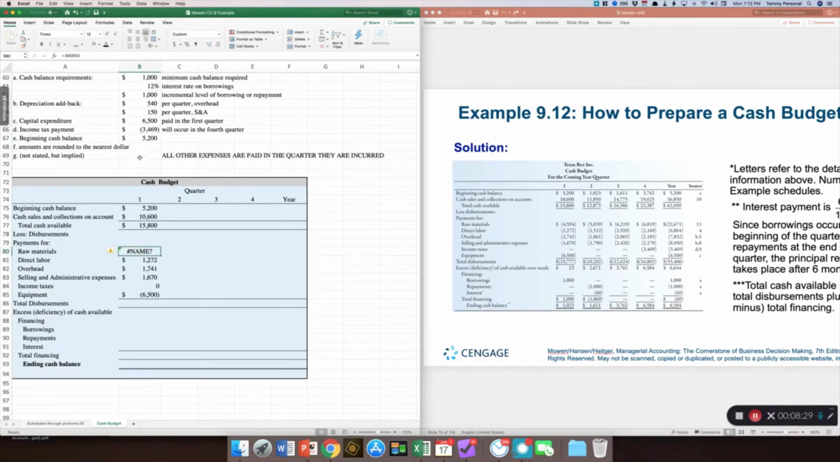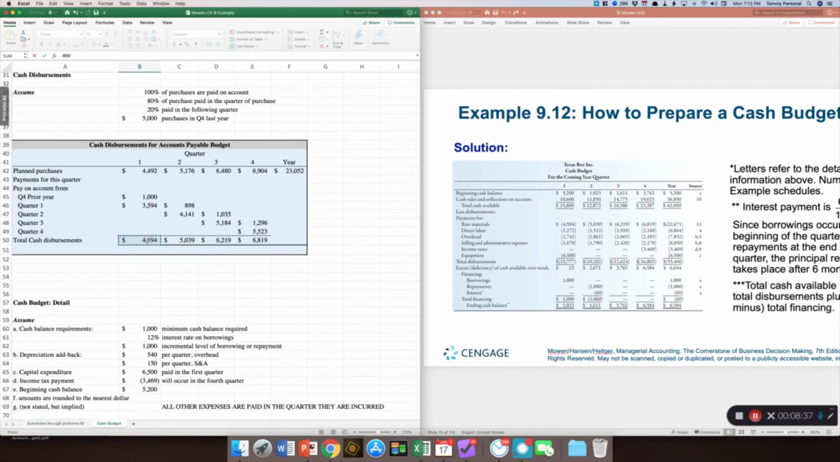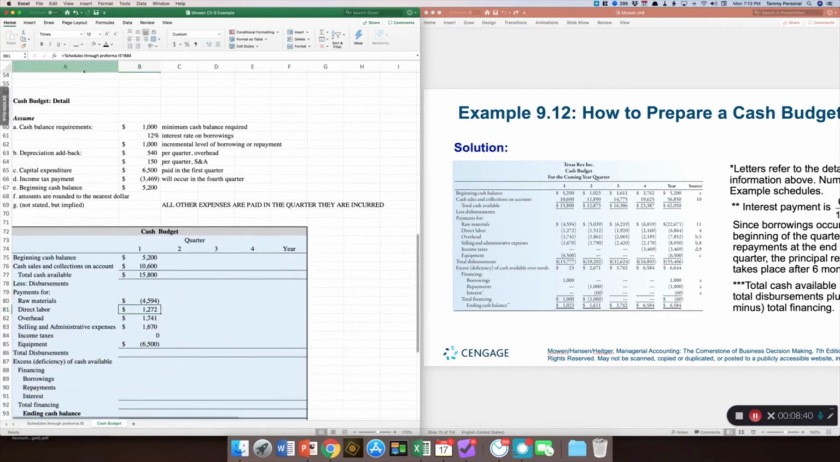Oh man, what did I do? Negative raw materials, where'd it go? It's up there. There we go. Right, so this is going to be a negative number there. Make that one negative there, except that now we have to add back the depreciation. There we go. And this is going to be a negative number here, and we have to add back depreciation. That's 0, and this is a negative number.